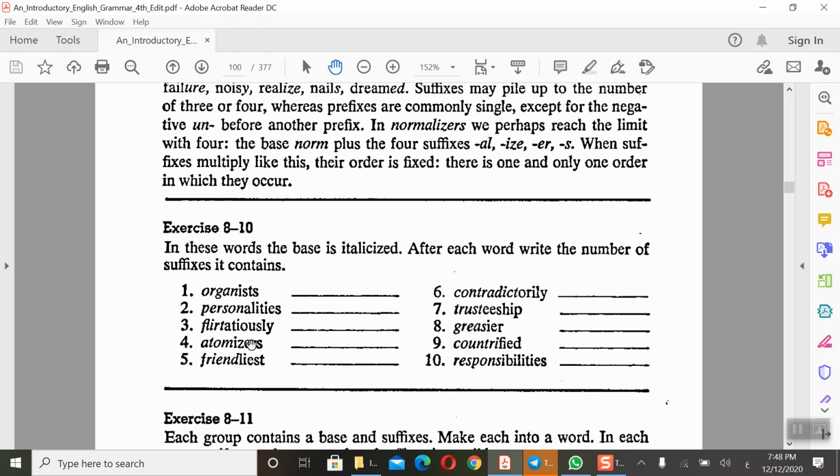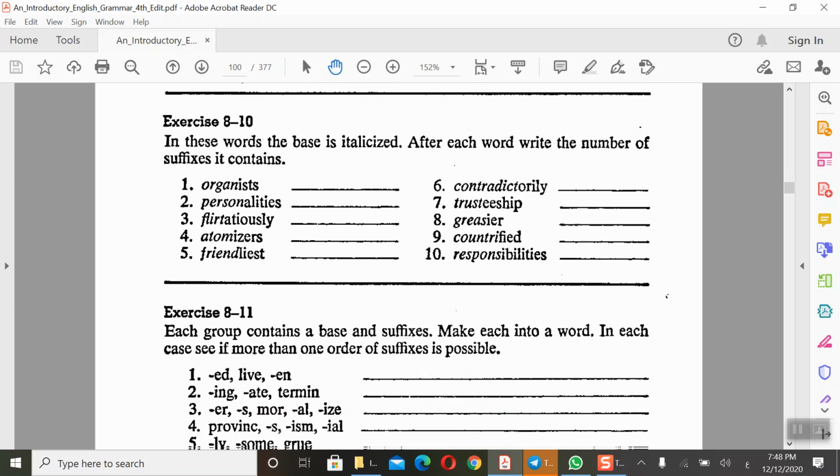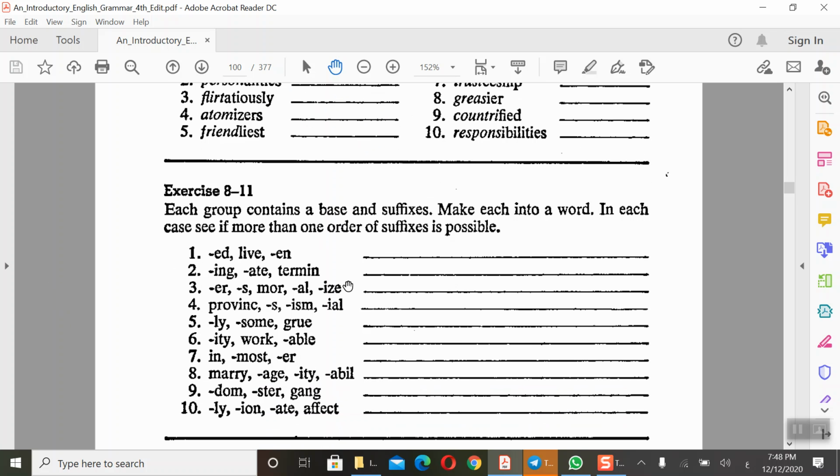We will talk about this here. Organize, organizes. Personal, personalize, personalities. Friendly, friendliest. We have ly and est, two suffixes. Maybe we'll have 2, 3, 4 suffixes. We will talk about this. You have to practice ed, ing.